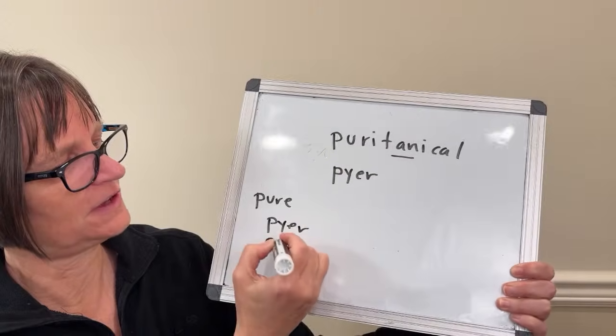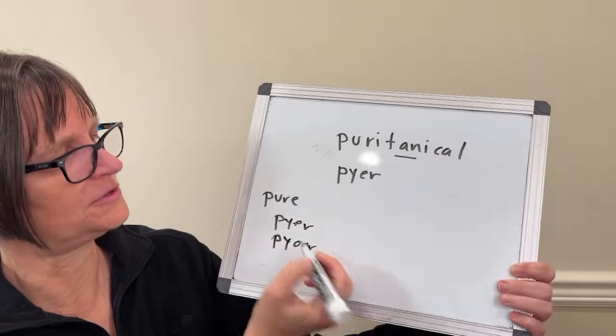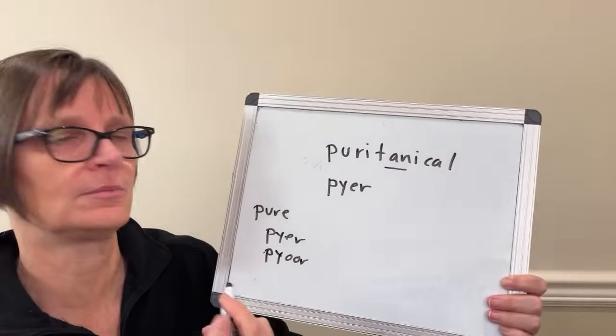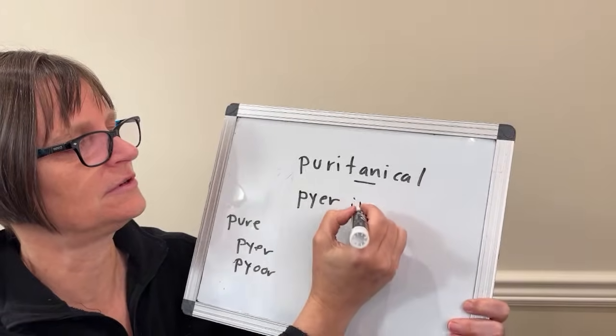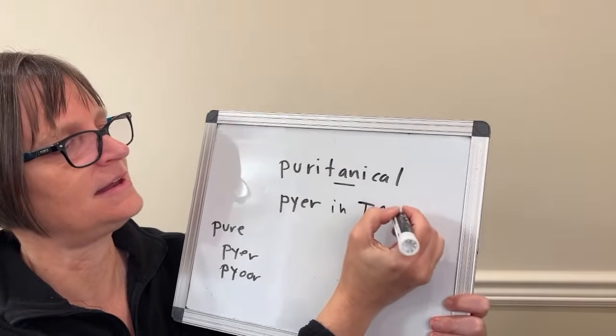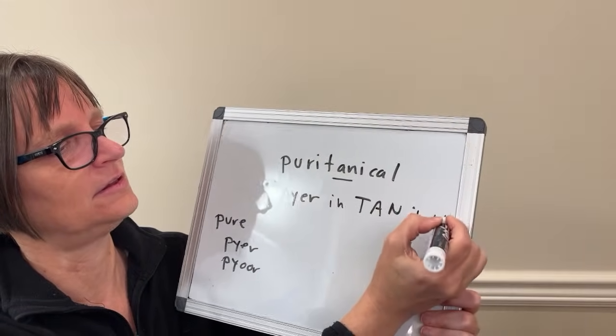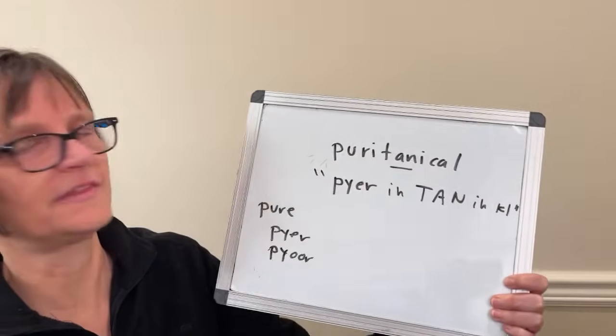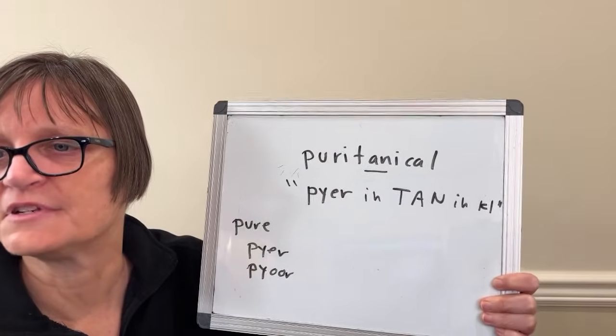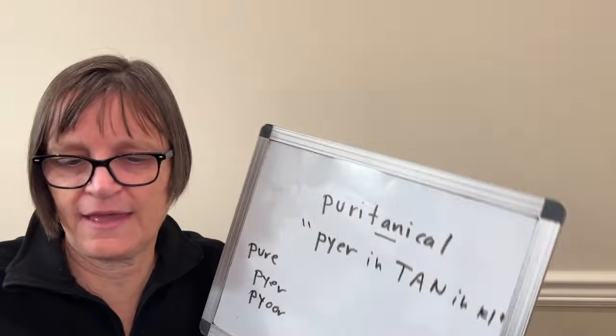Other regions of the country will say pure. So both are correct, either puritanical or puritanical. So puritanical. And we have our syllabic L there at the end. Puritanical.